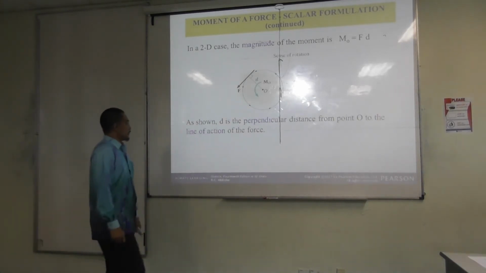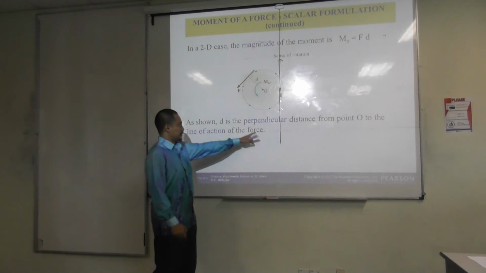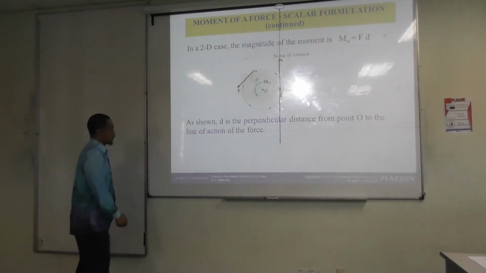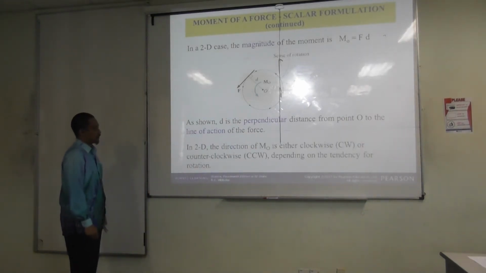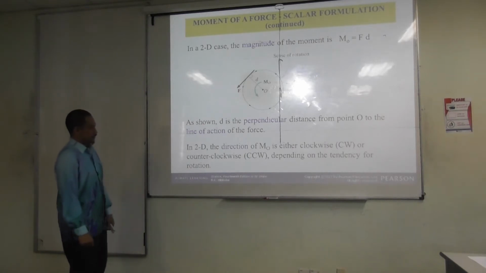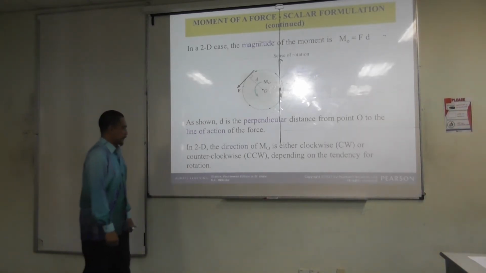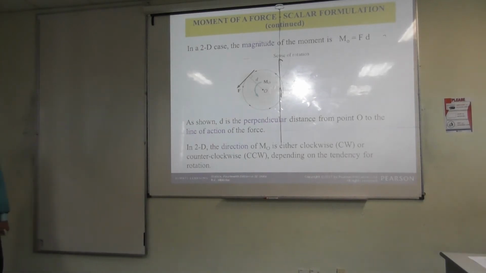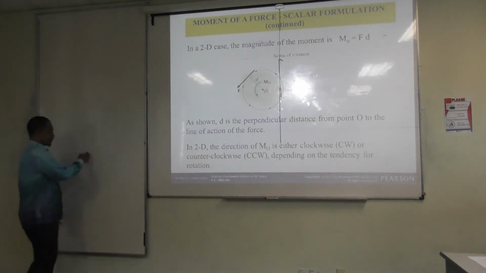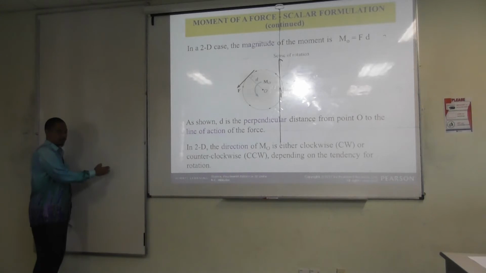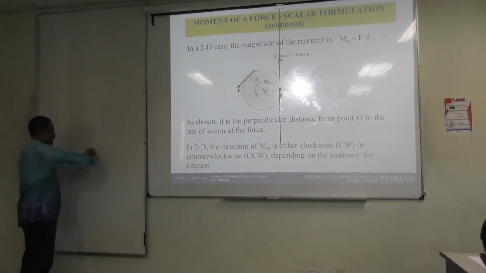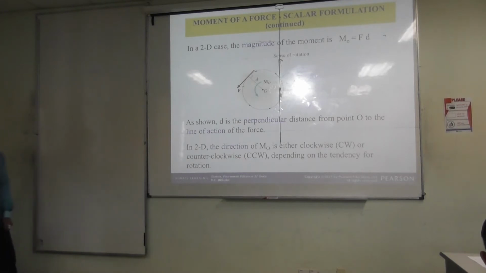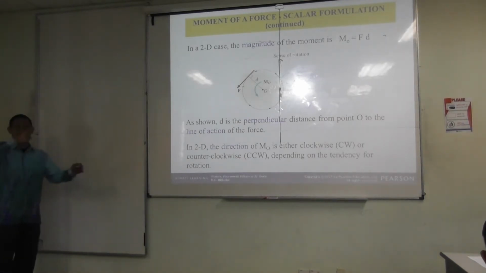Right. Now, as shown, d is the perpendicular distance from the point to the line of action of the force. In 2D, the moment is either clockwise or counterclockwise, right? So when we calculate for 2D, whatever value you get in the end, you have to say it's clockwise or counterclockwise. There's only two possibilities in 2D, right? In 3D, it will be more interesting because it can rotate about any axis, right?